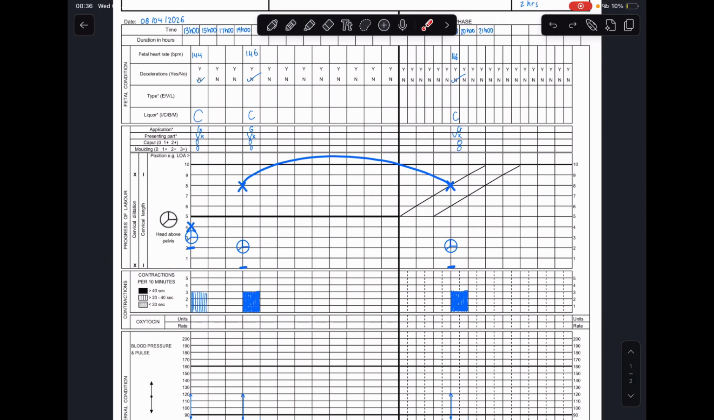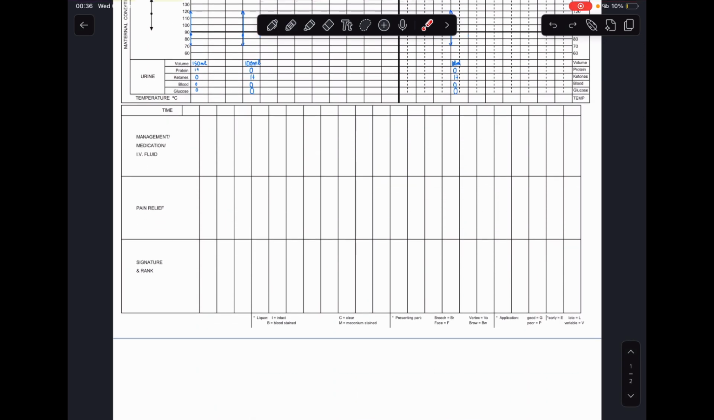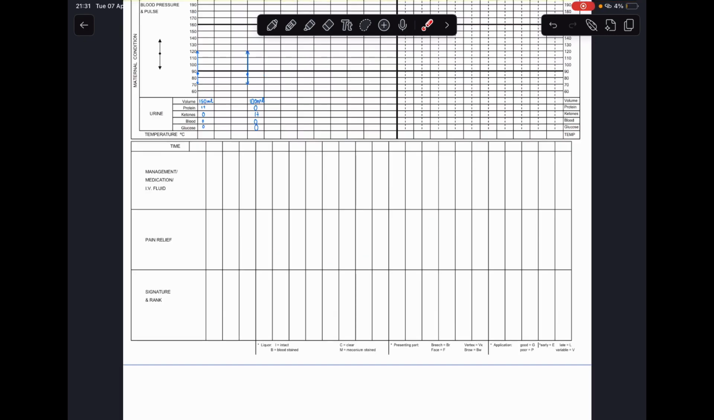Caput and molding should be clinically graded and recorded in the respective rows. In the case of inadequate contractions and subsequent augmentation, oxytocin should be recorded in terms of the units and rate. Any other medication, IV fluid, or analgesia should be recorded in the table below. One should always sign to ensure legal accountability and patient safety.